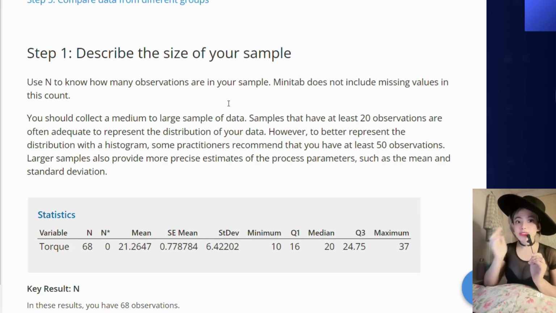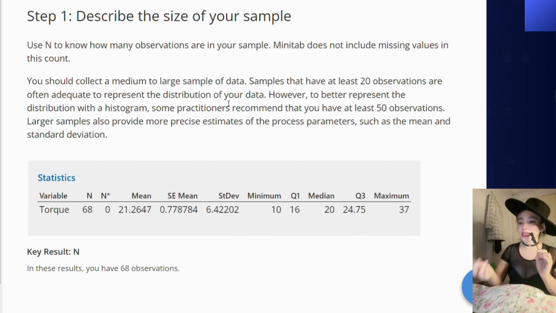Always remember, even when you were in elementary, grade school, high school, college, you use the letter N for number, right? The letter N tells you how many observations are in your sample. Minitab does not include missing values in this count. Remember, before you even start, check your data.